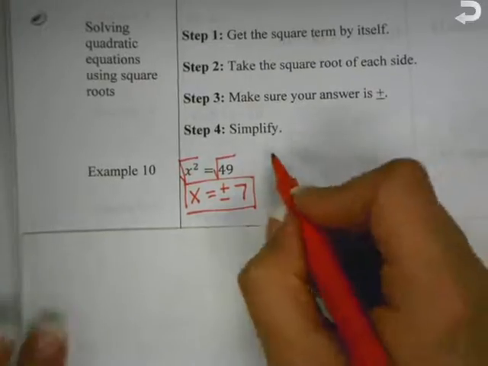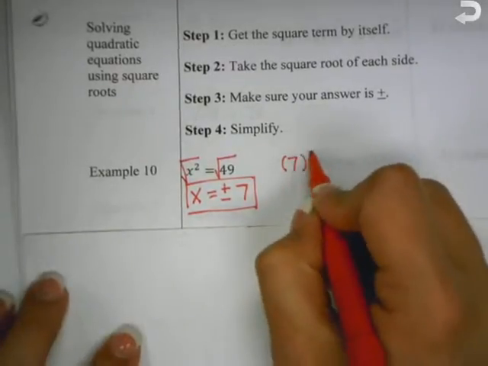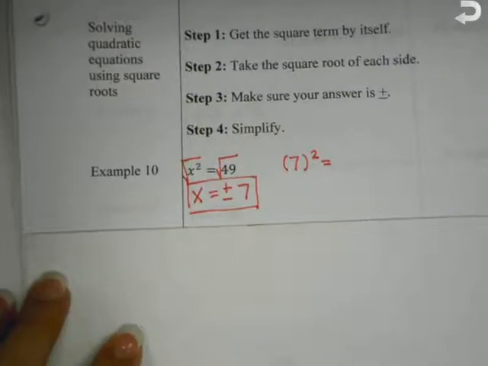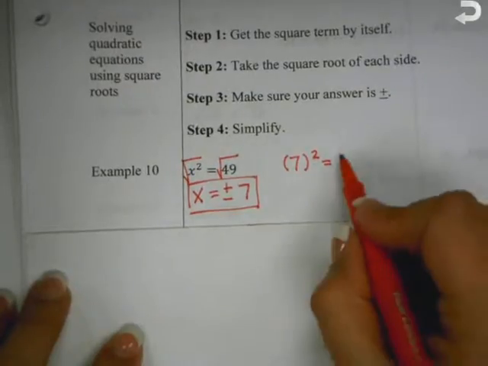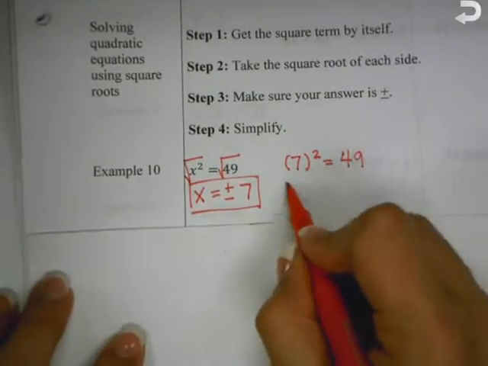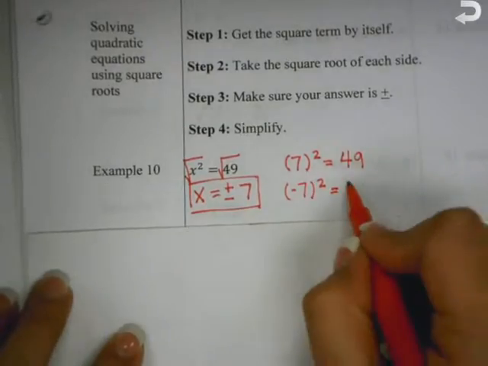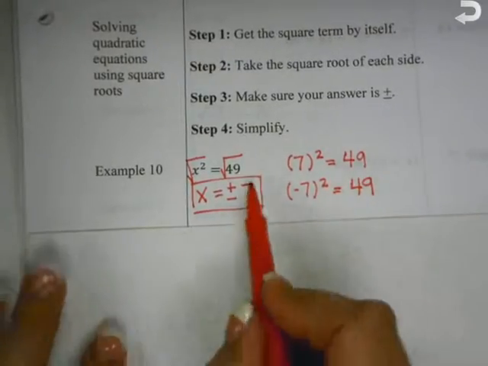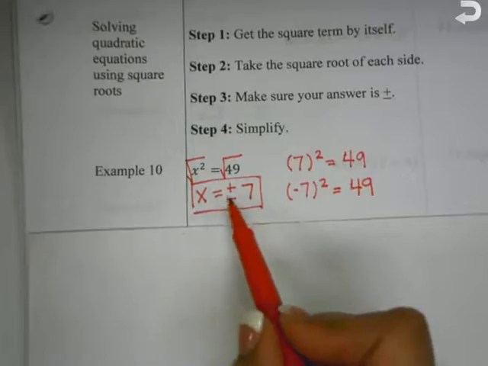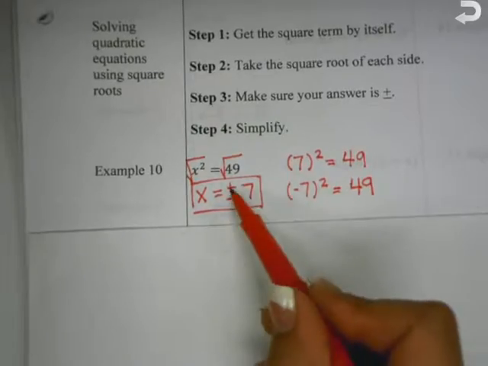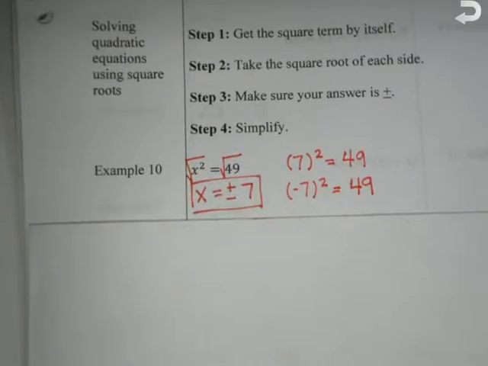Why does that work? Because if I have positive 7 squared, what's that? 49. But what if I have negative 7, all of that squared also? It's still positive 49. So we have to make sure that when we are taking the square root, that we make our answer plus or minus, always. So let's do example 11.